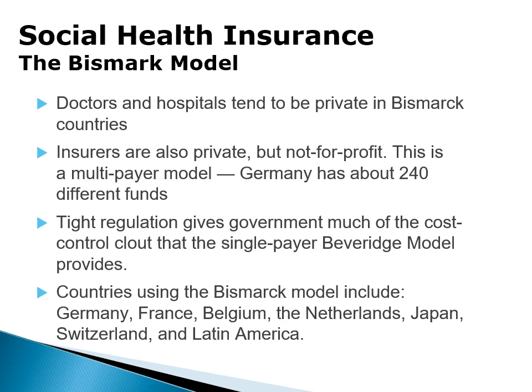So in this model, both doctors and hospitals tend to be private. Insurers are also private, but they're not for profit. This is a multi-payer model. Germany alone has about 240 different insurance funds. But what keeps it organized is tight regulation, and this gives government much of the cost control clout that the single payer Beveridge model provides. Some countries using the Bismarck model include Germany, France, Belgium, the Netherlands, Japan, Switzerland, and much of Latin America.